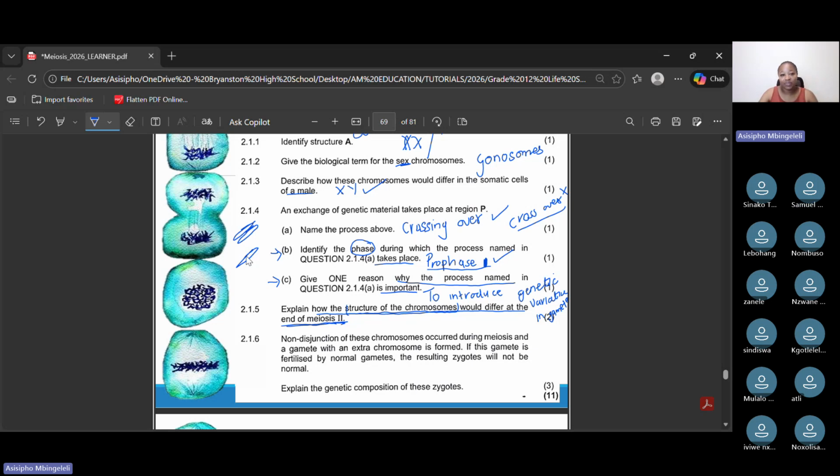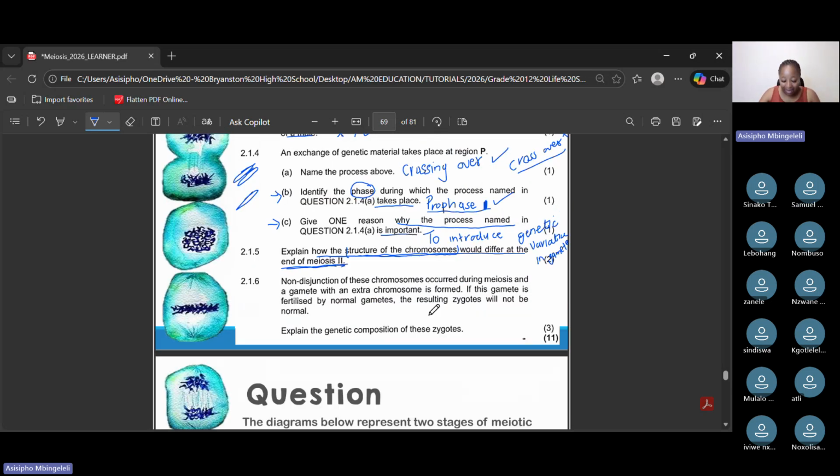Now, I want to hear the answer for 2.1.6. Non-disjunction of these chromosomes occurred during meiosis, and a gamete with an extra chromosome is formed. That's what they tell you. They are telling you that it's a gamete. A gamete is supposed to have 23 chromosomes, right? And they're saying this gamete with an extra chromosome is formed. So what does this mean? It becomes 23 plus 1.